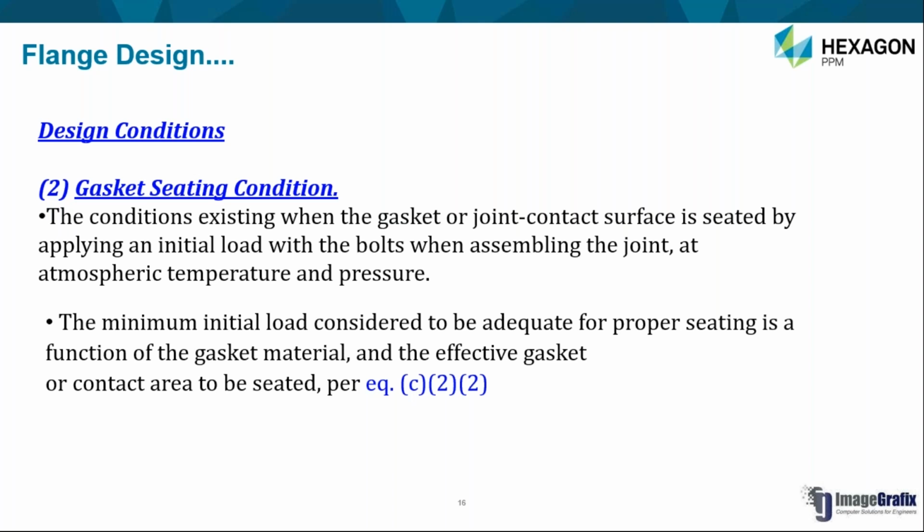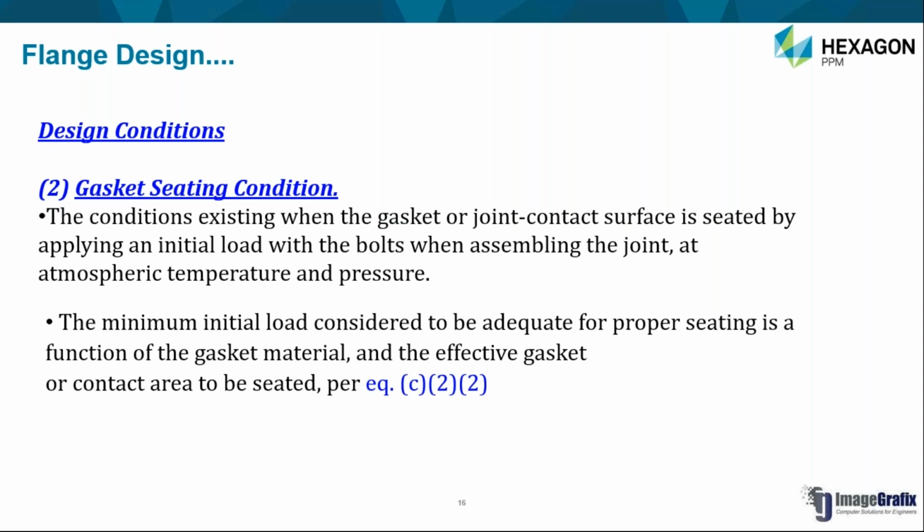So this is your gasket seating condition. Basically these Y factors are different for different types of gasket. Let's say a non-asbestos compressed fiber type gasket has a value of 11 megapascal. A spiral wound gasket has higher values compared to non-asbestos gaskets, around 69 megapascal as the seating stress.